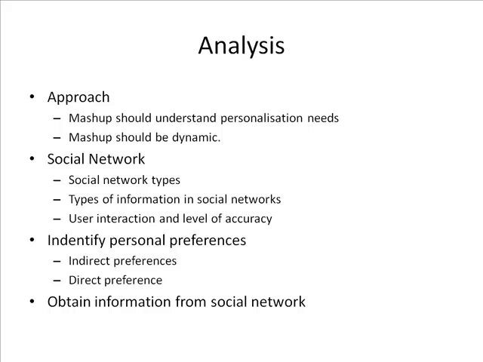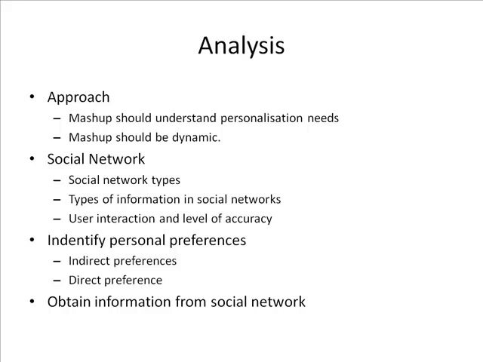Personal information available in social networks can be used in mashup data personalization. A mashup capable of identifying various preferences based on the personal information obtained from social networks can combine the data or functionality of its external sources based on the identified personal preferences to generate personalized information. To achieve this task, the mashup should be dynamic as well as intelligent.